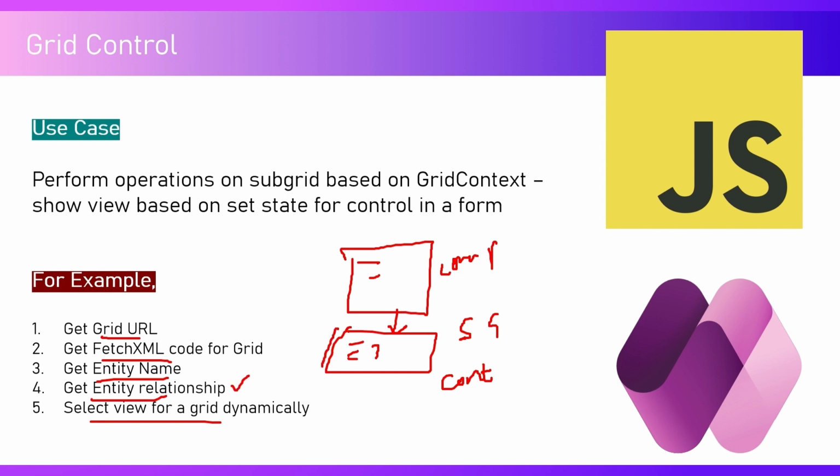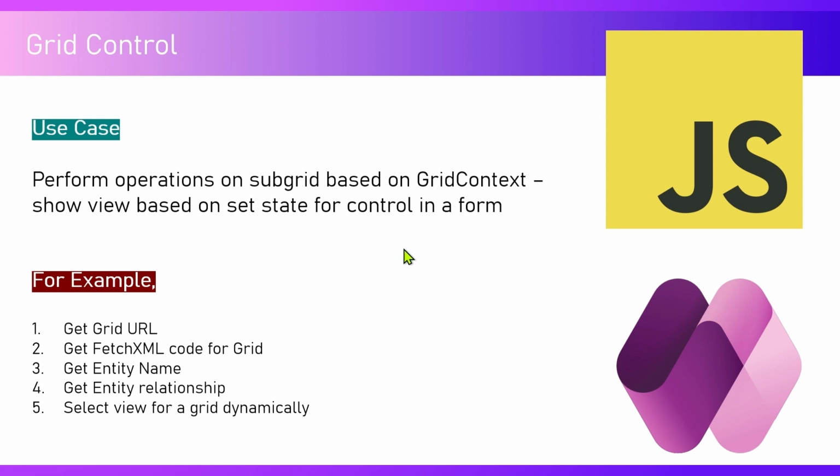This will show some view, this will show some fields, right? So I can select which view to show depending on which company or which field I select. That's selecting a view for a grid dynamically. This view is showing contractor records, which means that is the entity, so I can get the entity name. This view is showing some content, and that content has backend code called fetch XML, so I can get the fetch XML code. And in order to navigate to this particular subgrid, I have a grid URL. I'm going to show you all these examples in this video.